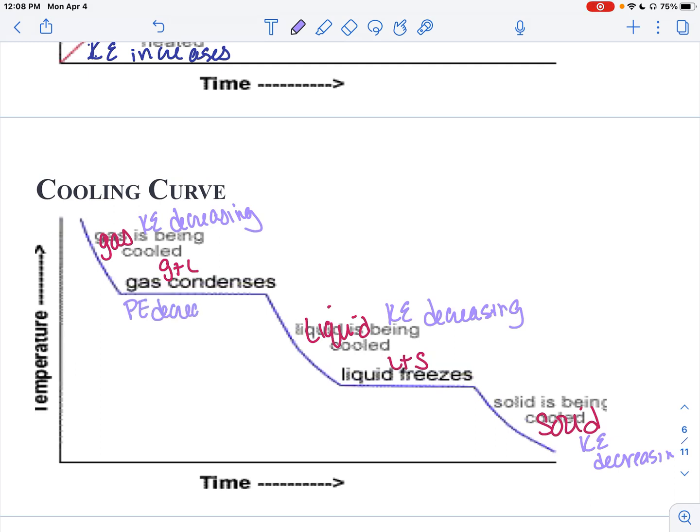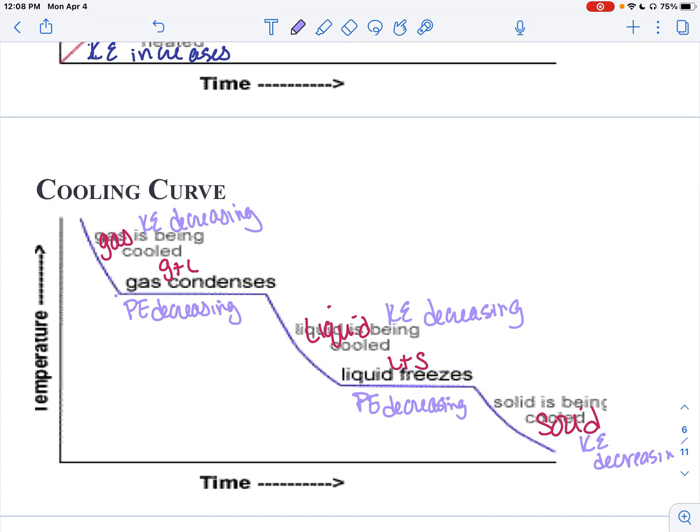Now, if you just had a horizontal line, it would be difficult to tell what the PE was doing, okay, because it's just going to be a horizontal line. So you have to look at the overall curve to see what happens. You have to look at what happens before and after the horizontal line. If it's going down, the PE is decreasing on that horizontal line. If before and after it's going up, then the PE is increasing. So you just have to use your context clues here.